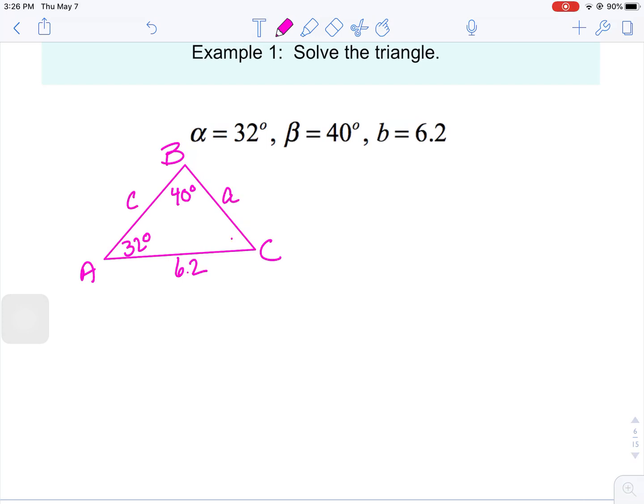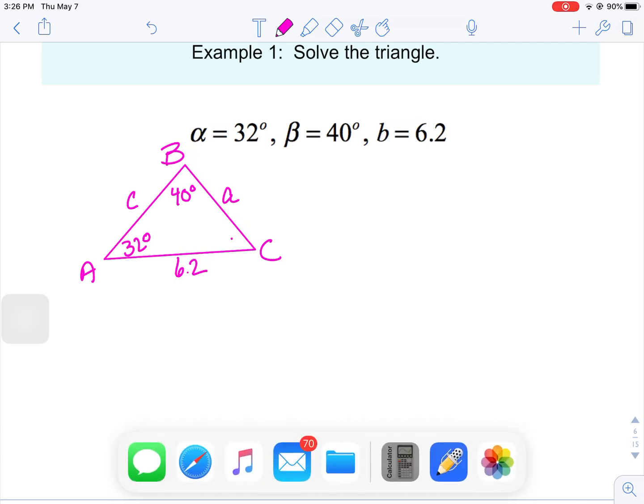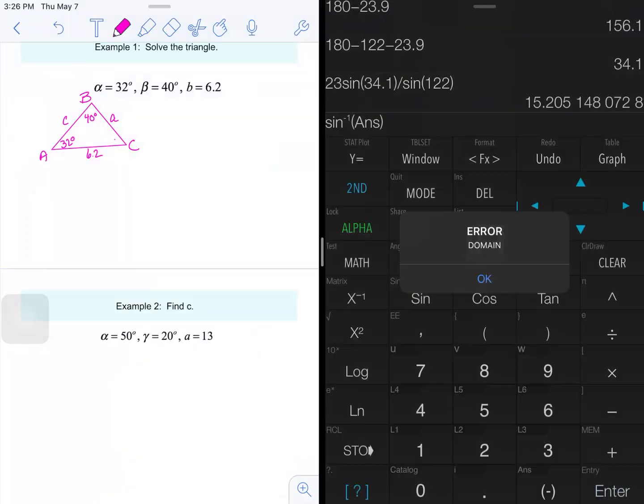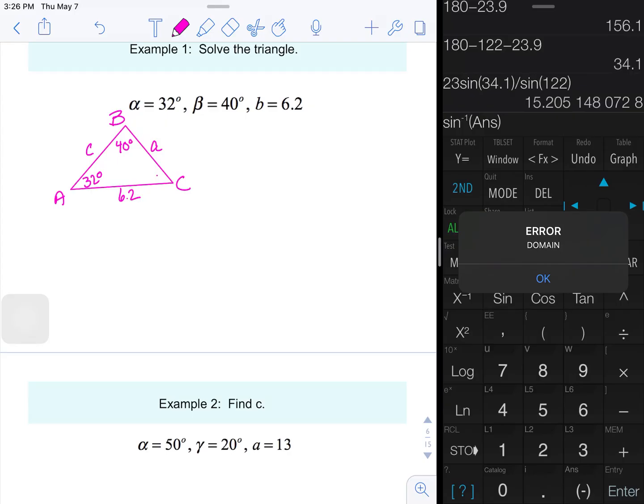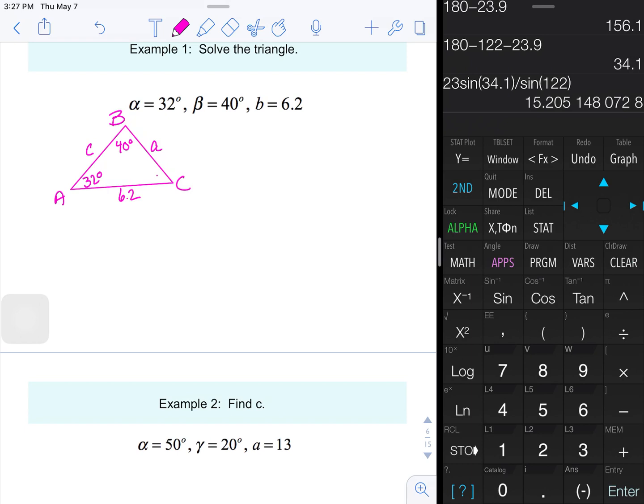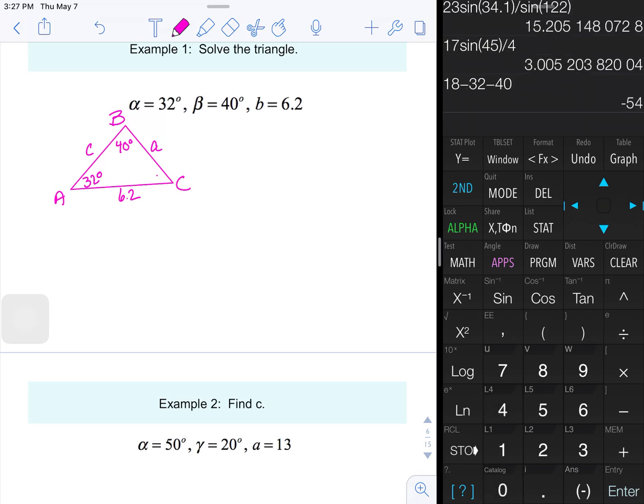The first thing I'm going to do is find angle C. I can do that by subtracting 32 and 40 from 180. So 180 minus 32 minus 40 equals 108.